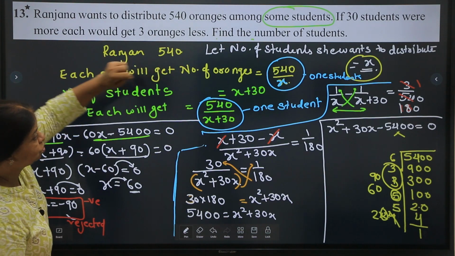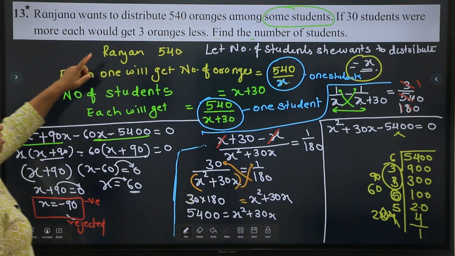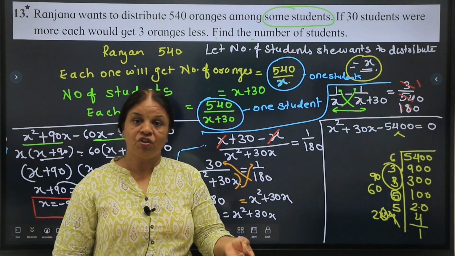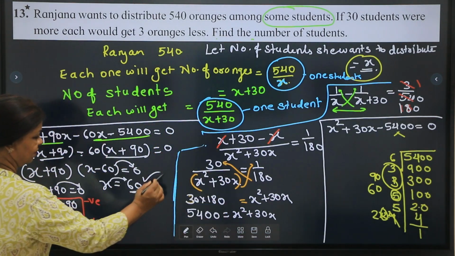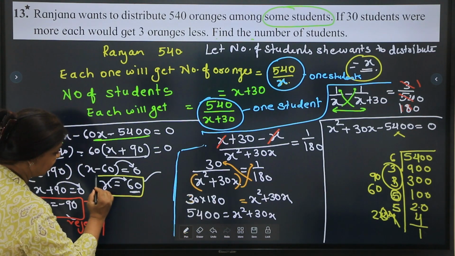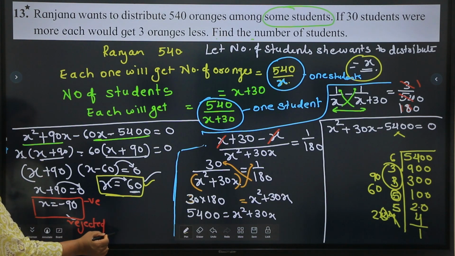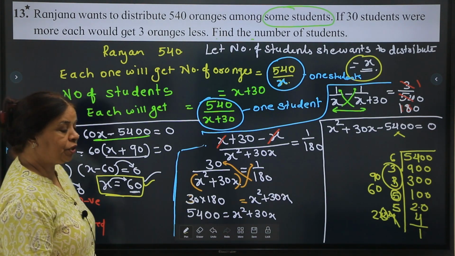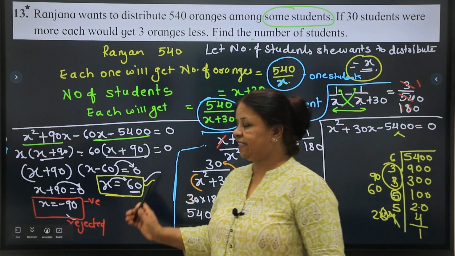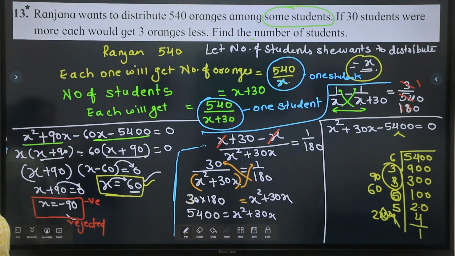So the number of students to whom Ranjana will distribute the 540 oranges are 60. So we got the final answer, children. Write in words that the number of students to whom Ranjana would distribute the oranges will be 60. You can pause the video, children, and you can solve the sum.